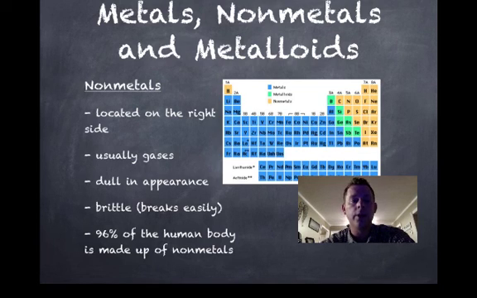But I put a little note here. Noble gases are group 18. They're dull in appearance, so they're not shiny. They're kind of like, just boring. They're just dull. Brittle, which means they break easily. And something interesting here is that 96% of the human body is made up of nonmetals. Think of oxygen. We have carbon. Those are very, very important things you need to know.